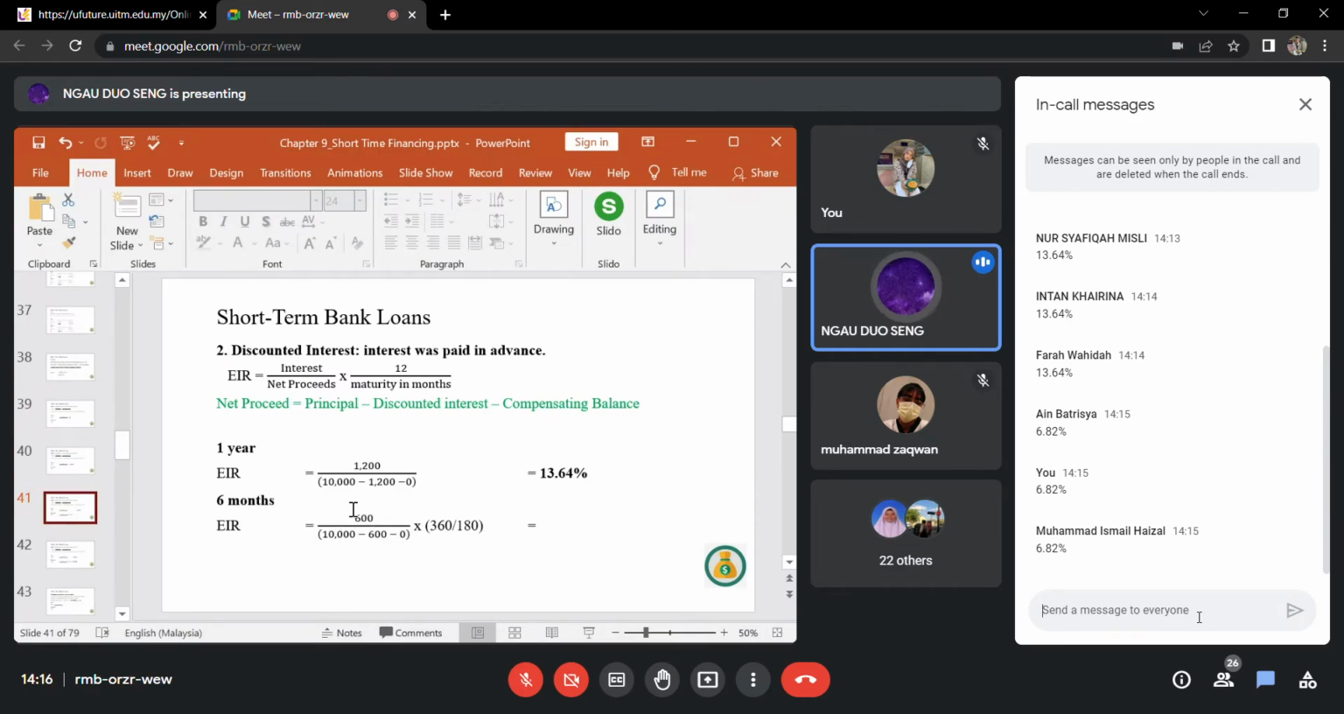Because kalau if you write this one 1,200, meaning you pay for 1 year punya interest. Since we only borrow for 6 months, so we bahagi 2, which is 600 only we pay. So I think you wrong sebab you guna 1,200. So logically thinking, if you loan for 6 months, then you only pay for 600.